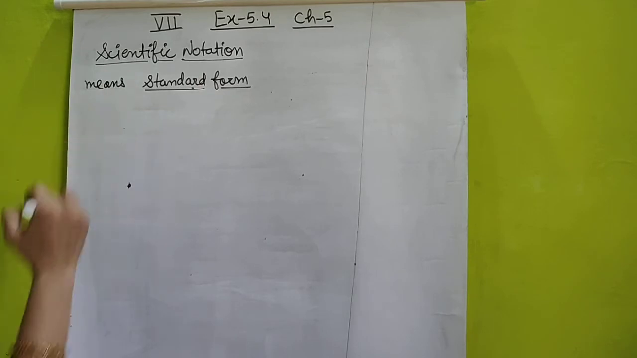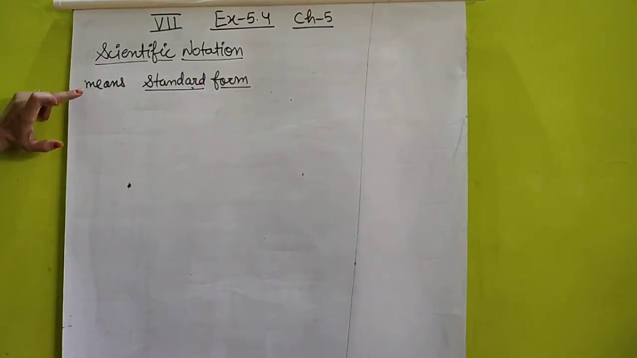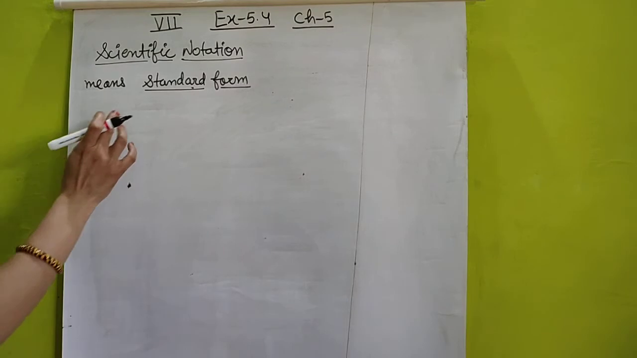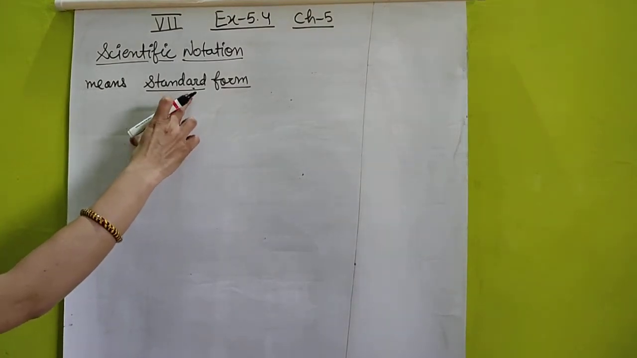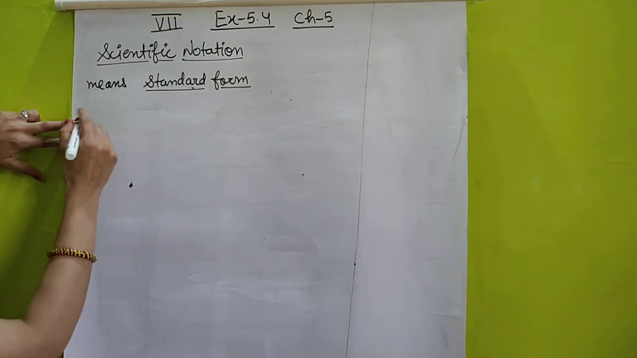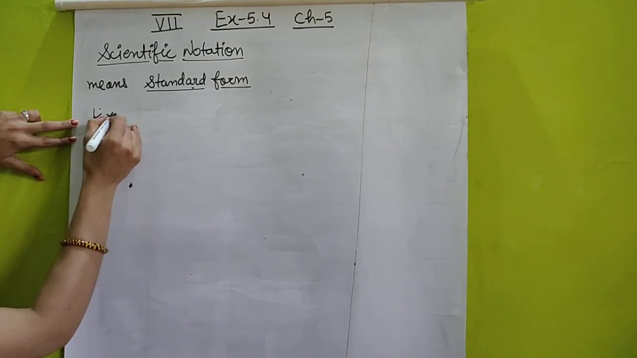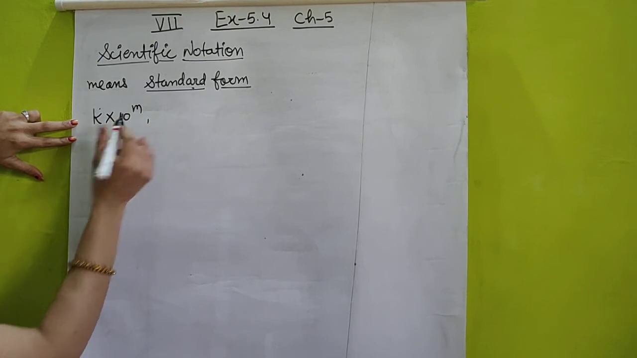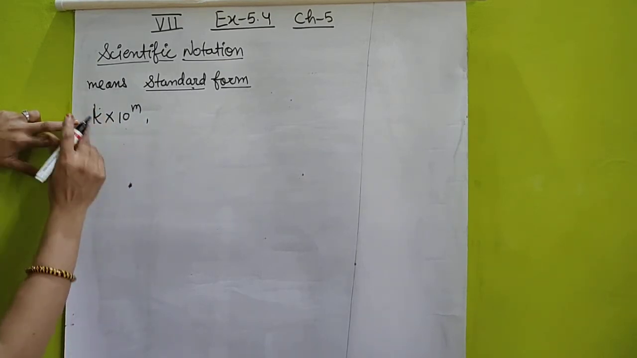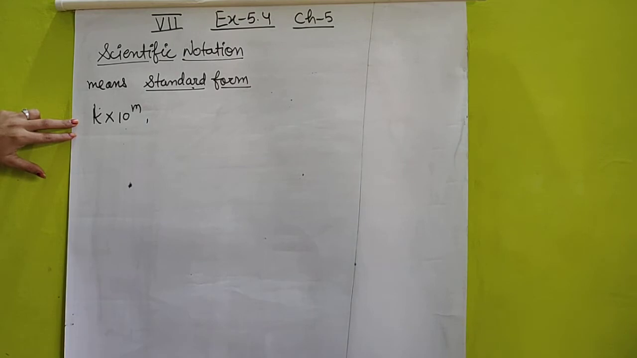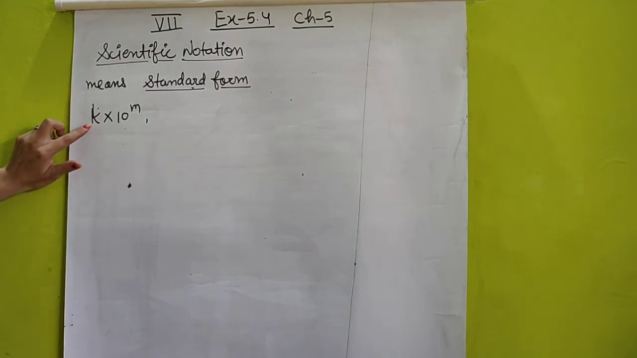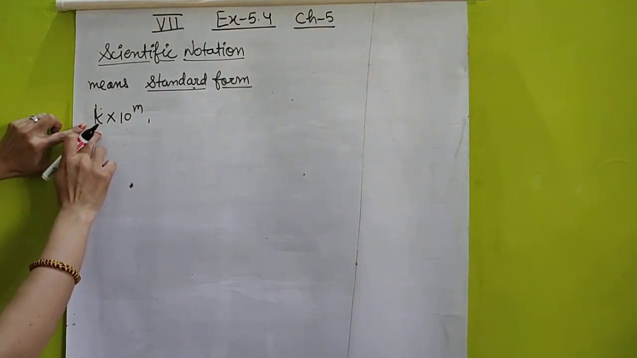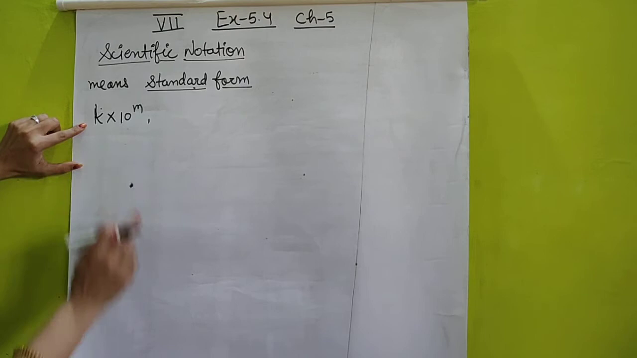So, students, scientific notation. Scientific notation means standard form. Suppose anything is given in the normal form. Here we will take an example. Something is given in the normal form, then we are to convert this into the standard form. Standard form means k into 10 to the power m. This is the standard form. K, this is the small k, into 10 to the power m, where the value of k will be between 1 and 10, and m will be a whole number.